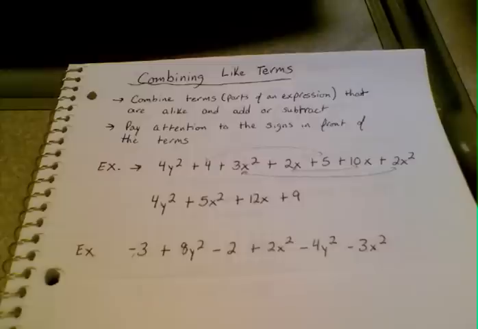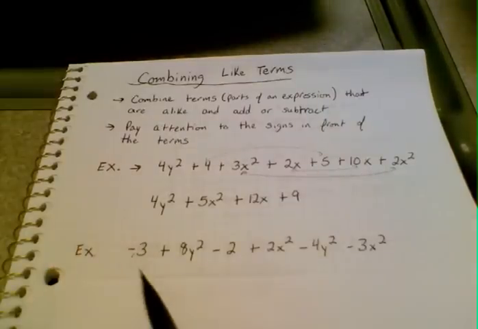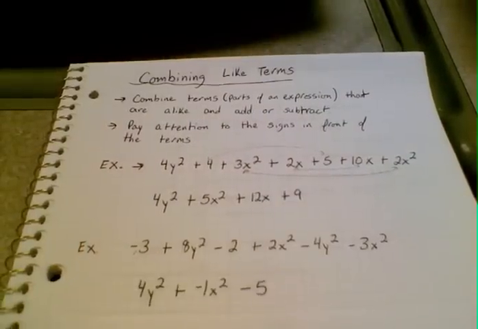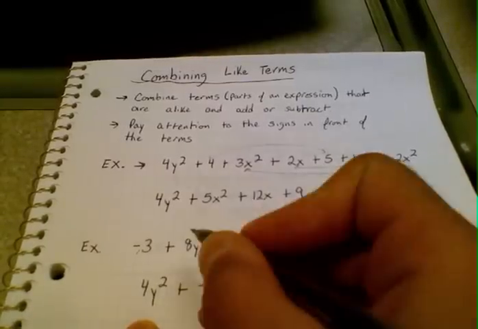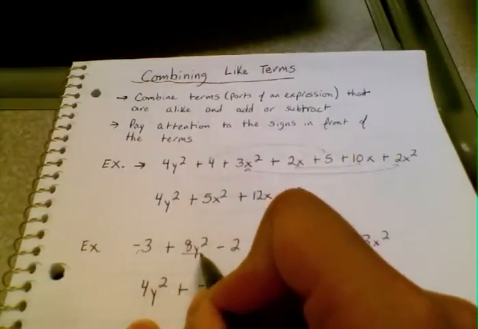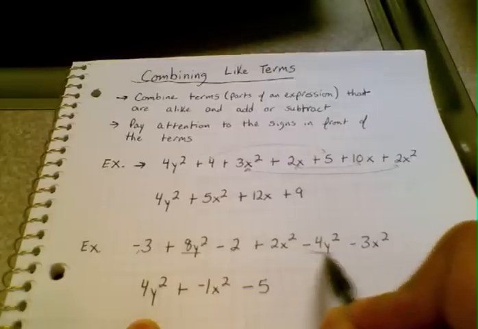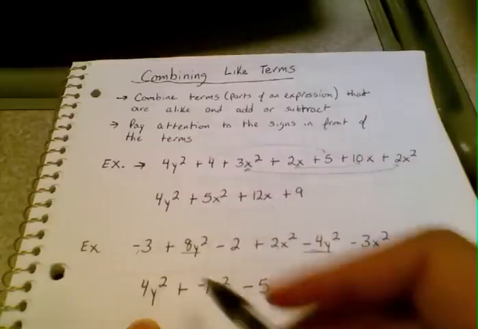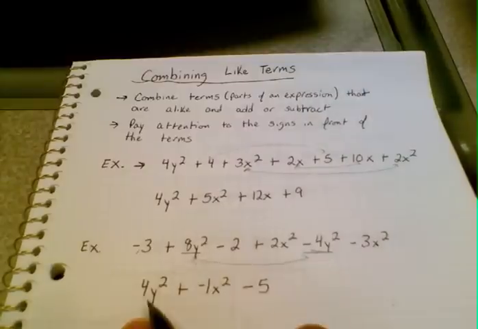And you can see that we have some negative numbers now. And again, we have to pay attention to the sign that's in front of the number here. Let's first go ahead and look at how we got our answer: 4y squared plus negative 1x squared minus 5. Let's first see how we got 4y squared. I see here that I have a y squared term, 8y squared, excuse me, and then a negative 4y squared or minus 4y squared. So you've got to think to yourself, 8 minus 4 is what number? Well, I know 8 minus 4 is 4.